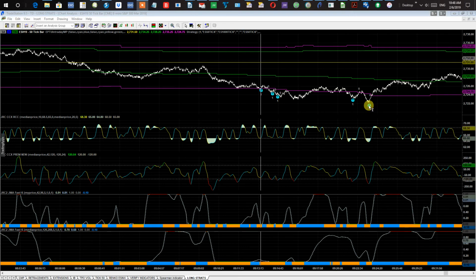So this is where we were at when the strategy initially gave us long trades. And you've got to be watching the premium. We already set up the CCX. Now you got to watch for the premium to be divergent. Let's take a look. So where was the premium? Right here at the time of that signal. It's right here.